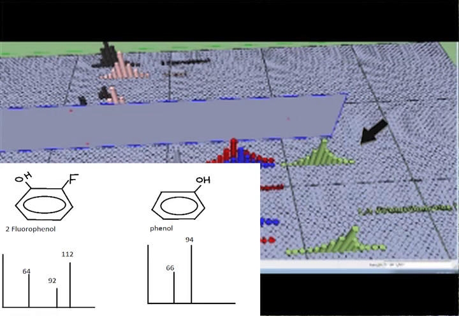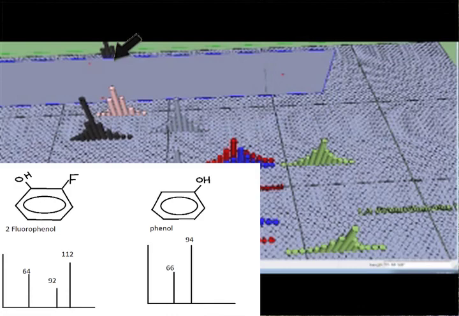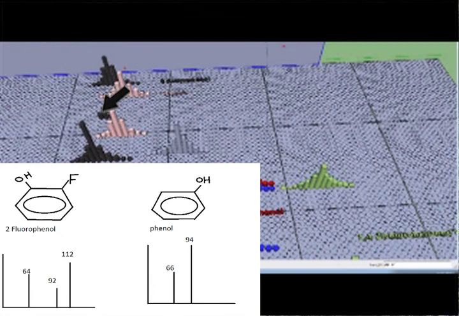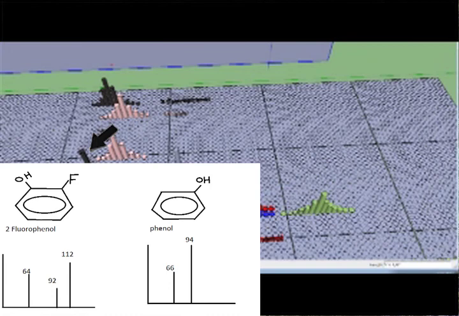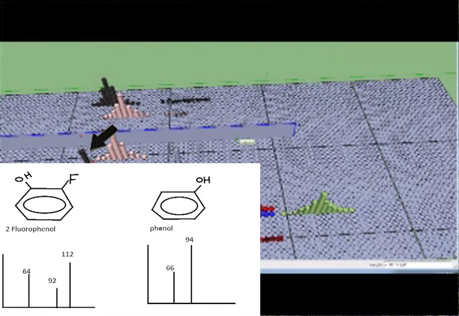So let's take a look at the 2-fluorophenol. 2-fluorophenol is in black in this drawing. 2-fluorophenol has a 112, a 92, and a 64. These ions match up for their chromatogram. It's like the chromatogram of the 112 is the same as the chromatogram for 92. Okay, moving forward, in pink we have regular phenol. Phenol has an ion of 94 and an ion at 66.